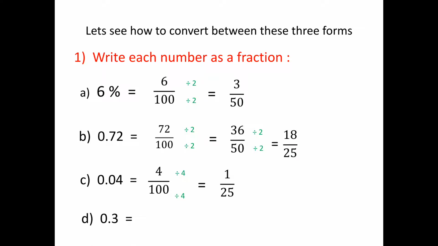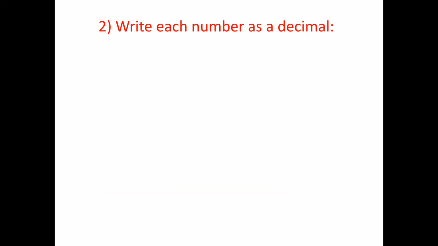0.3. How do I write this as a fraction? Write everything that you have up and down. Think, is it going to be 10, 100 or 1000? It's going to be 3 over 10 because I have only one digit inside the decimal. This is the simplest form. I don't need to do any more steps. Now, write each number as a decimal.